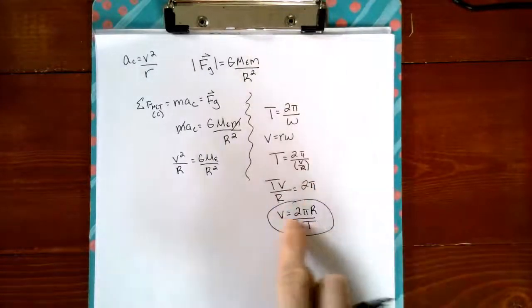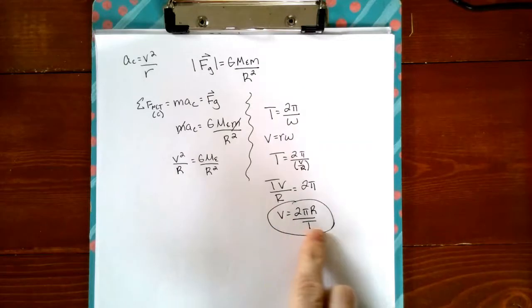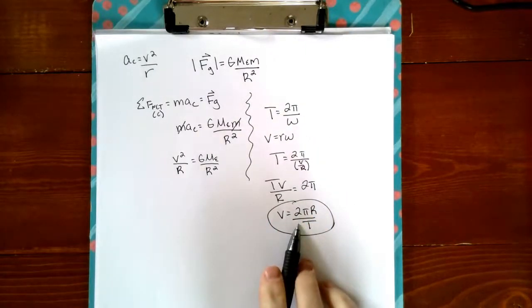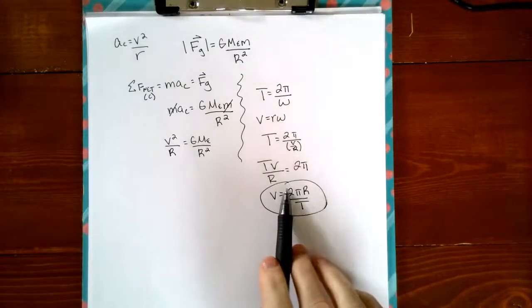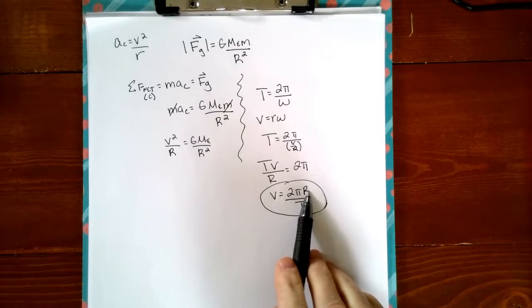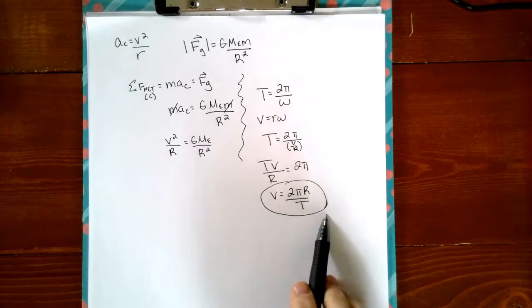You might have actually remembered this from that unit. The units make sense. We have 2 pi times the radius. Well, that's circumference, so that's the number of meters per revolution. This is the time per revolution. Revolution cancels. Meters over seconds. Well, that's velocity we're working with here.